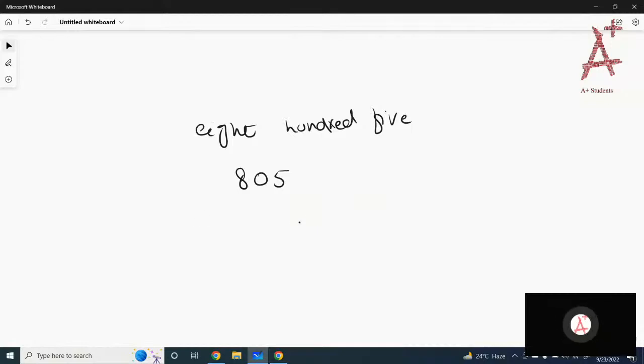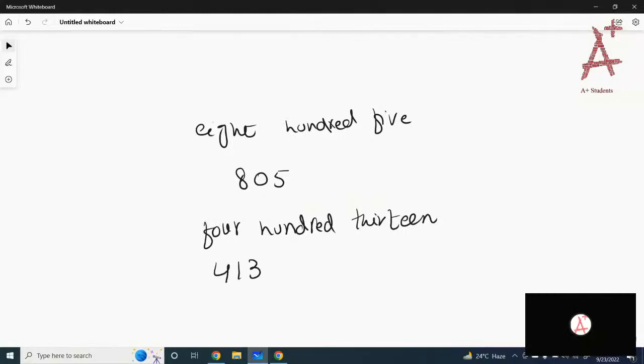The next one is 413. So 4 is at the hundreds place, and 13, you can write 413. Got it? So I just click on the back button so that we can go on to the next lesson.